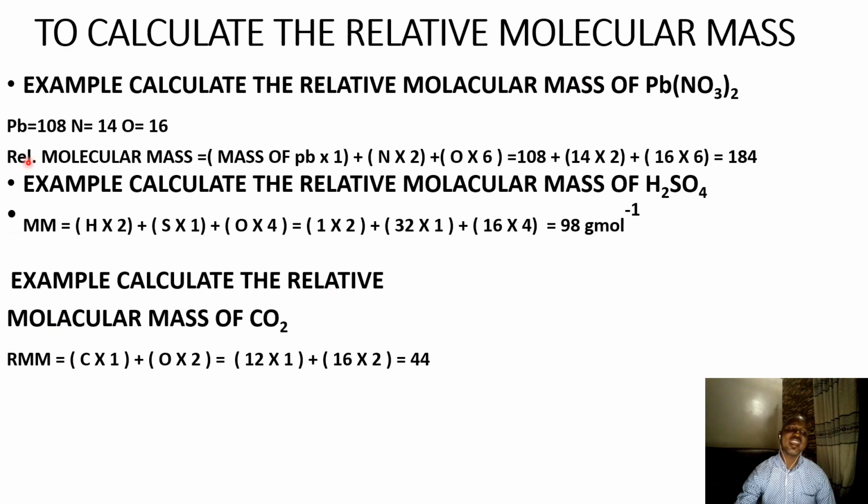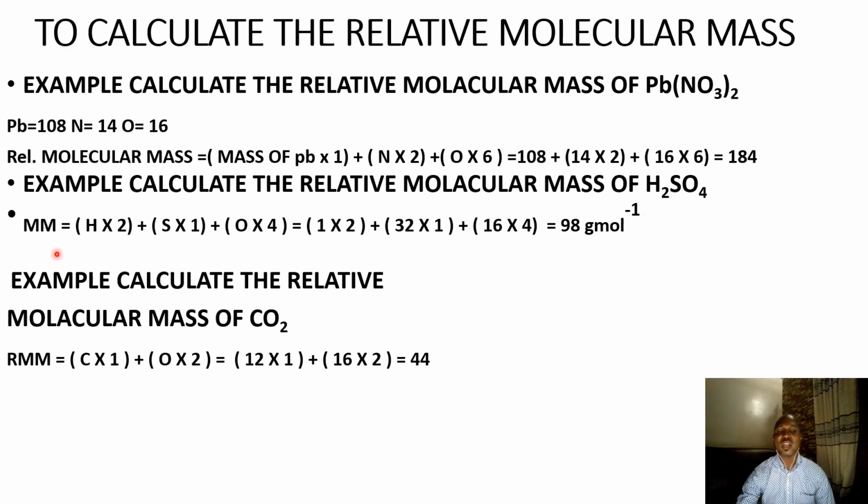In the same vein, another example says calculate the relative molecular mass of tetraoxosulfate(VI) acid. In this case, we say the molar mass of tetraoxosulfate(VI) acid is hydrogen times 2 plus sulfur times 1 plus oxygen times 4, equal to 1 times 2, since the atomic mass of hydrogen is 1, plus 32 times 1, since the atomic mass of sulfur is 32, plus 16 times 4, since the atomic mass of oxygen is 16. Now, if you resolve this, you arrive at 98 grams per mole.